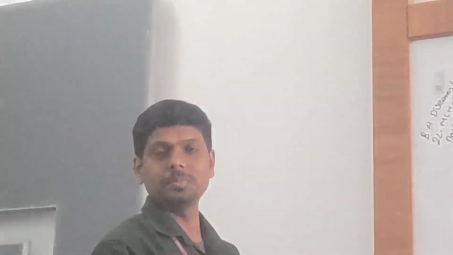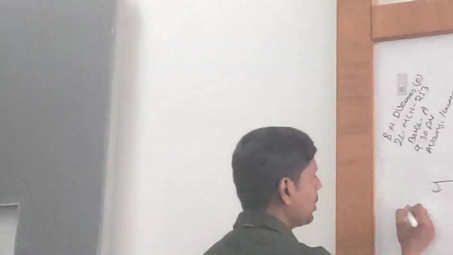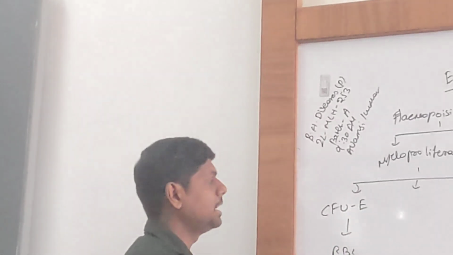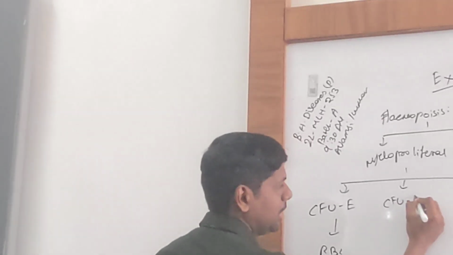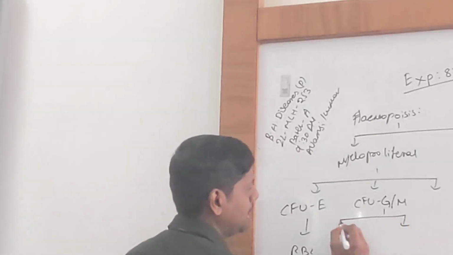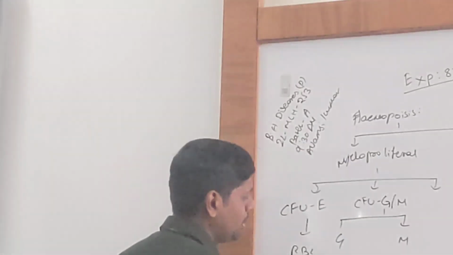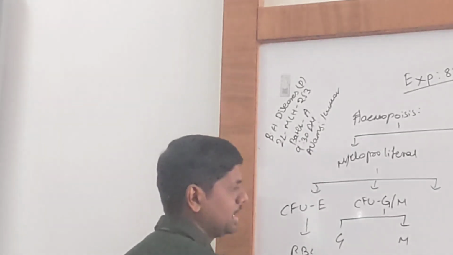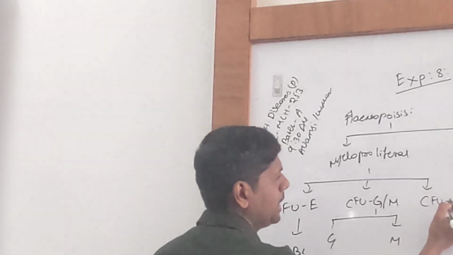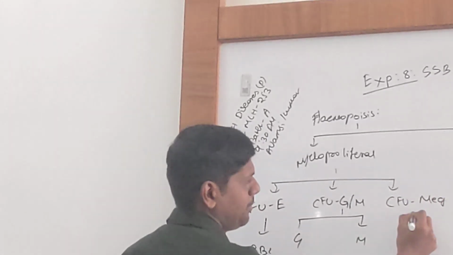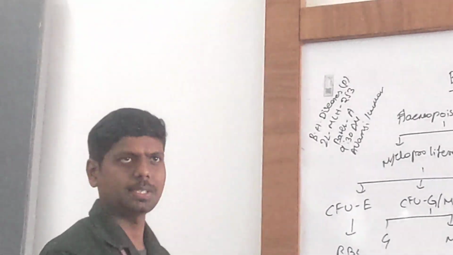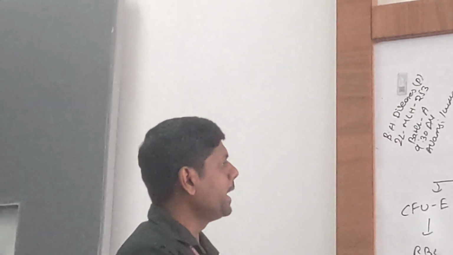Coming to the myeloid lineage, see here. We have colony forming unit erythrocytes that will produce red blood cells. Then we have colony forming unit granulocyte and monocyte. Granulocytes include neutrophils, eosinophils, basophils, and monocyte directly. Then we have one more colony forming unit, megakaryocyte, which will produce platelets or thrombocytes. Correct, right? So why am I discussing this?